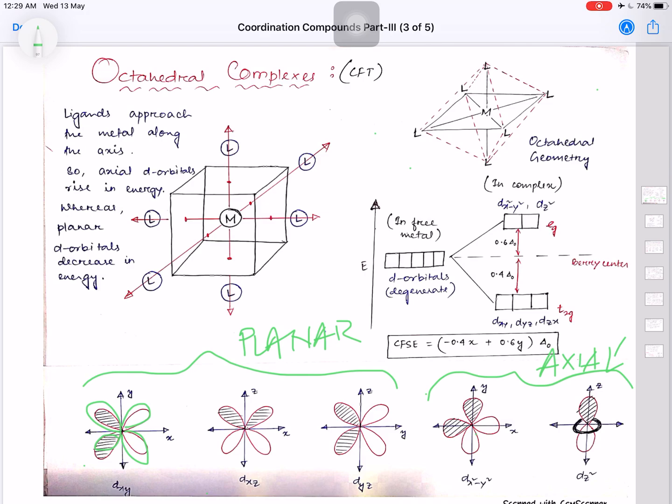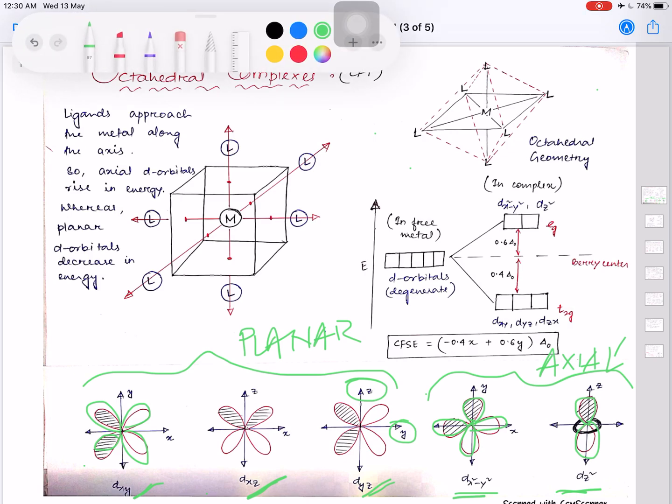Since the lobes are present in the xy plane, it is called dxy. In the second one, the lobes are present in the xz plane, so it is dxz. In the third one, the lobes are present in the yz plane, so it is called dyz. We also have two d orbitals where the lobes are present along the axis. Since these are present along the x-axis and y-axis, it is called dx square minus y square. In this one, the lobe is present only along the z-axis, so it is called dz square. In this way we have 5 different types of d orbitals: 3 planar and 2 axial.